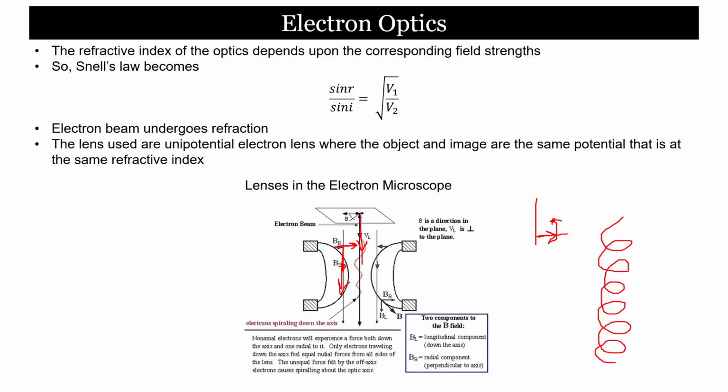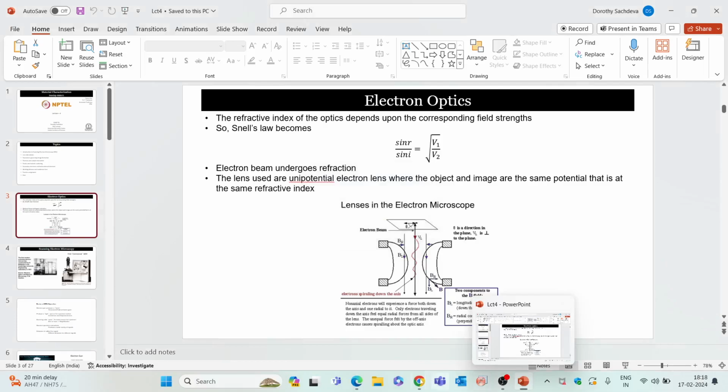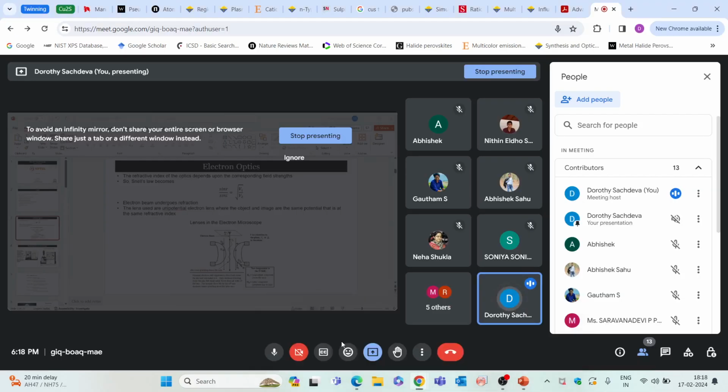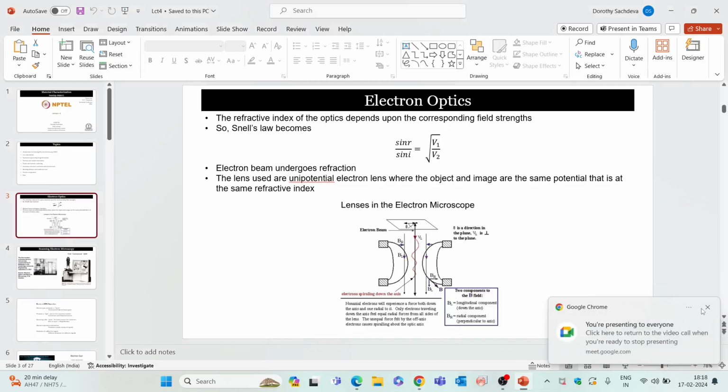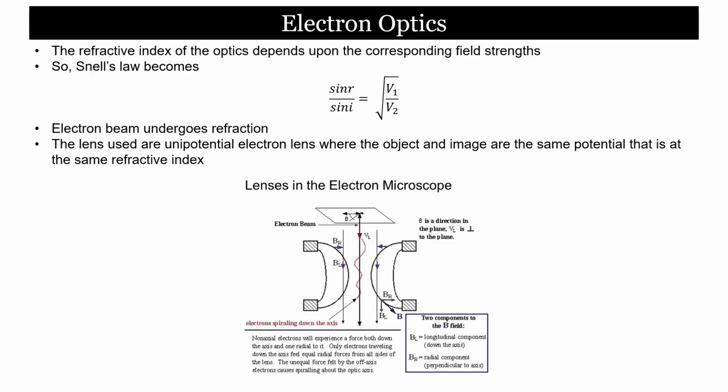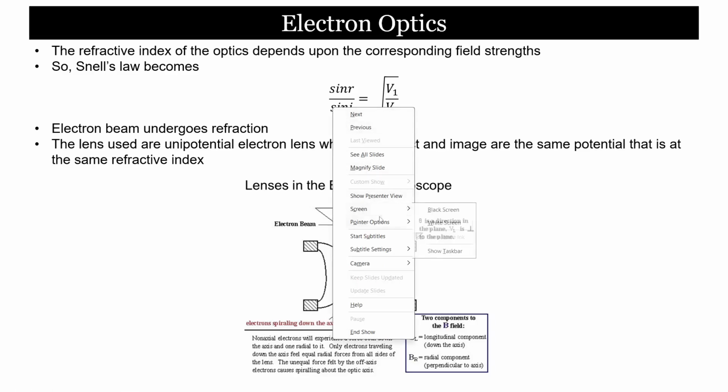Did you get this point? Firstly, the radial component will contribute to the movement of the electron, followed by the longitudinal component. Both of these then result in the spiral path of the electron. Is this clear to everyone, or do you have any doubt? If not, then we'll move forward.